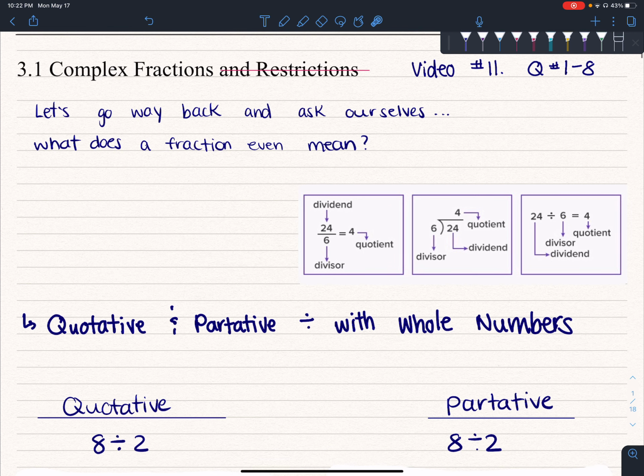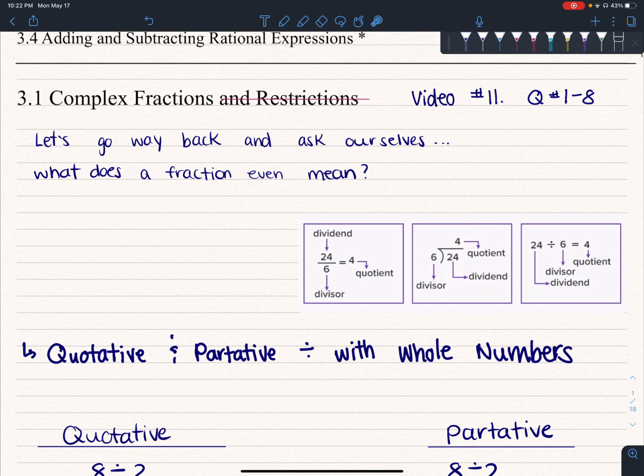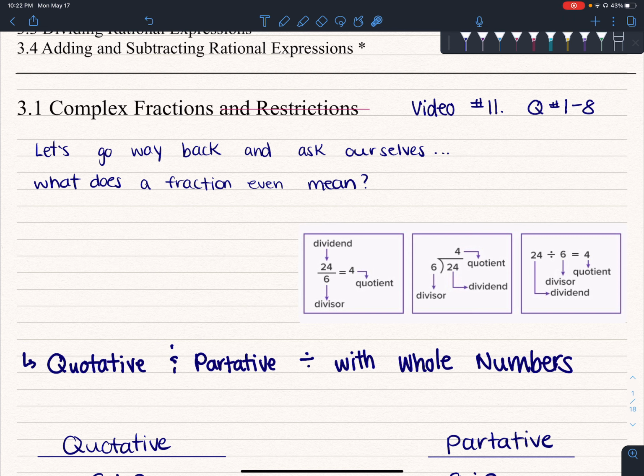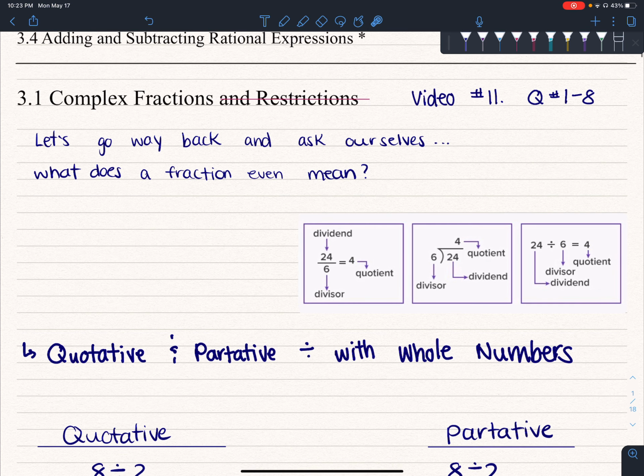In this video, we're not actually going to get to restrictions because we have quite a bit to talk about in a short amount of time. We're really just going to be dealing with complex fractions and the idea of what a fraction is, and we have to backtrack a little bit in our math knowledge to really get into the nitty-gritty of what a fraction is and how to deal with it. This video will only cover questions number 1 to 8 in the package, since those are all of your complex fractions that don't have any algebra involved. The next video will deal with the algebra. So let's jump right into it.